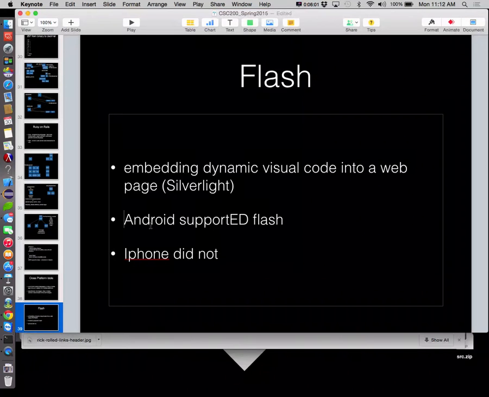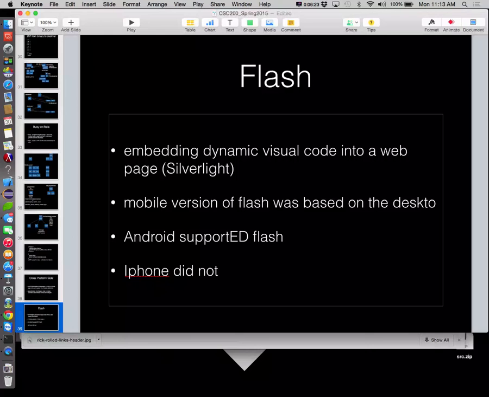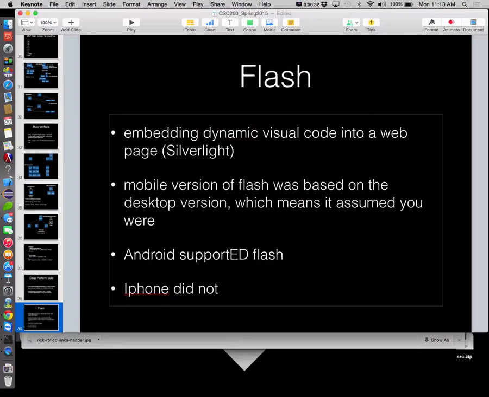Did anybody respond? I think you said you had somebody come into your store a while ago that had Flash, and it's unusable on a smartphone. It's just not made for smartphones. Part of the thing was that the mobile version of Flash was based on the desktop version, which means it assumed you were plugged into power. Flash would absolutely kill your battery life on a smartphone.